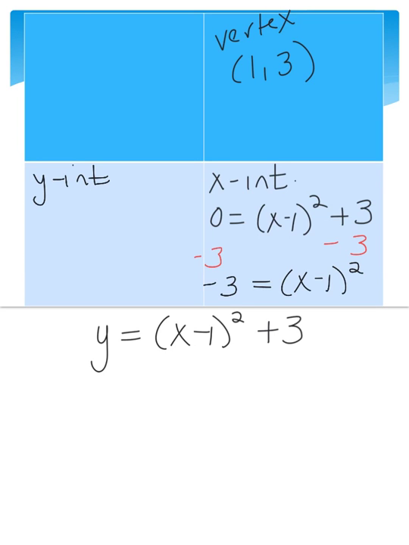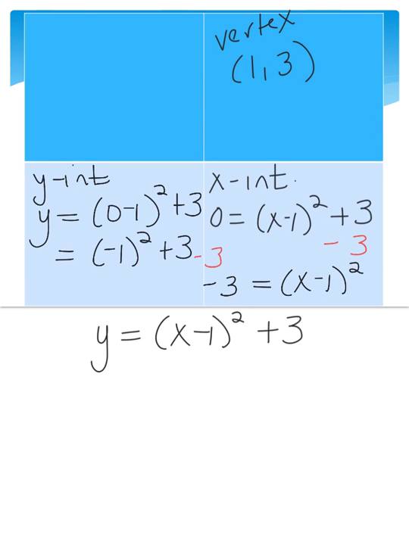For a y-intercept, we're going to let x be 0. So we've got -1 squared plus 3, which gives us 4. Let's put this on the graph and see what we can do.